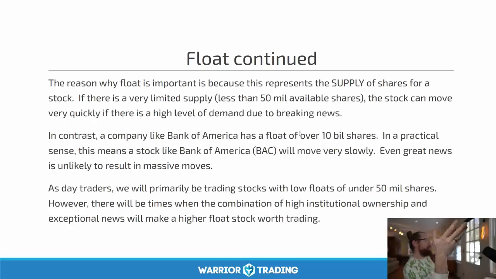So again, the reason why float is important, of course, is because it represents the supply side. Very limited levels of supply, usually less than 50 million shares. The stock can move very quickly if there's high demand due to breaking news, typically, or some type of catalyst. A company like Bank of America that has a float of 10 billion shares, in a practical sense, it means a stock like Bank of America will move very slowly. Even great news is unlikely to result in a massive move in the stock.